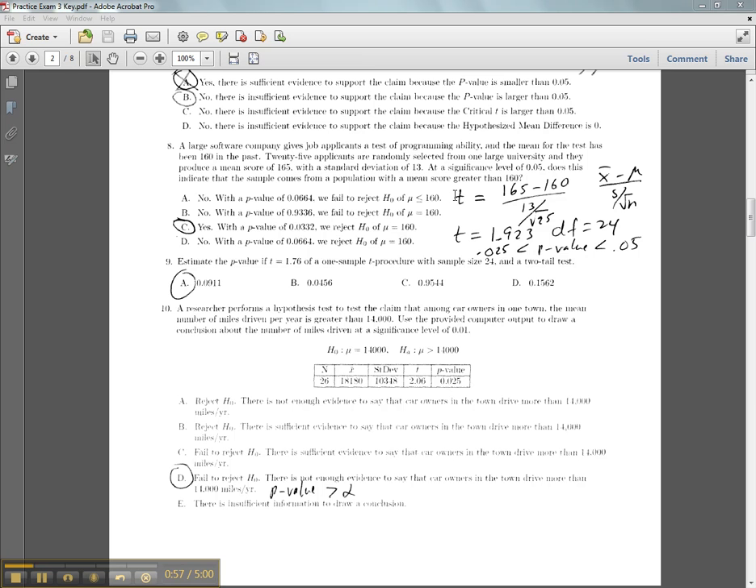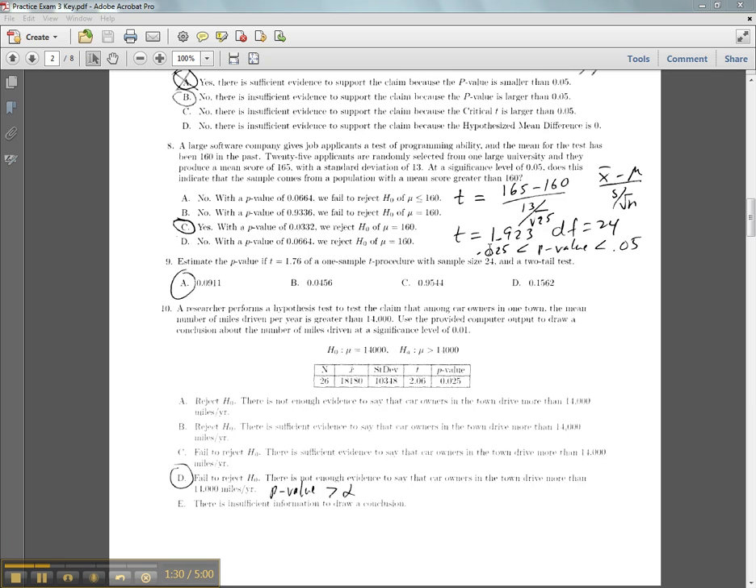Because we're using a t-test, the formula is t is equal to x bar minus mu all over standard deviation divided by square root of n. So x bar is 165, right? From the 25 applicants, it's 165. And then it says the mean for the test has been 160 in the past. So that's our mu, 160. And then 13, standard deviation divided by square root of 25. So working this out, we get a t of 1.923 with a degree of freedom of 24.